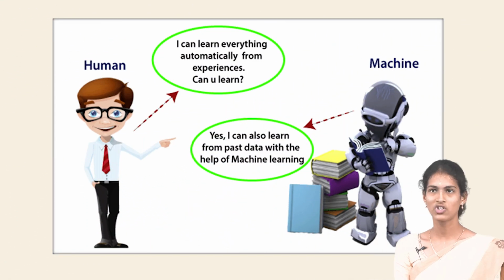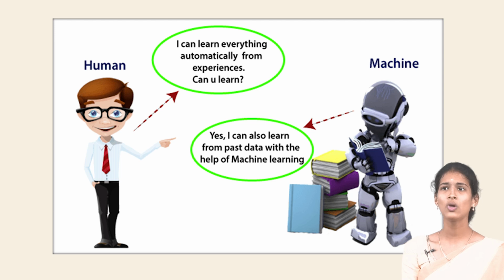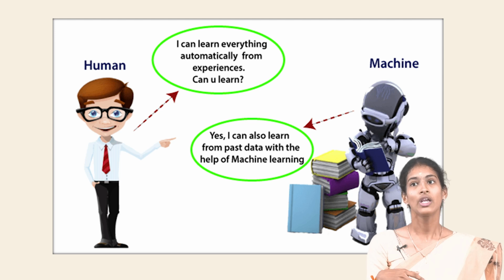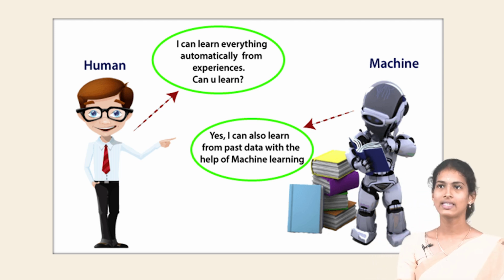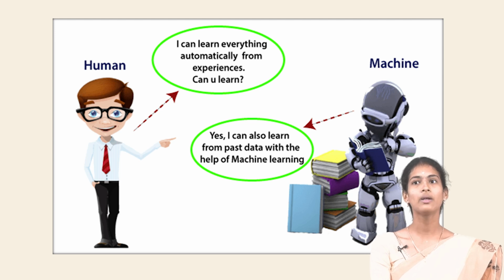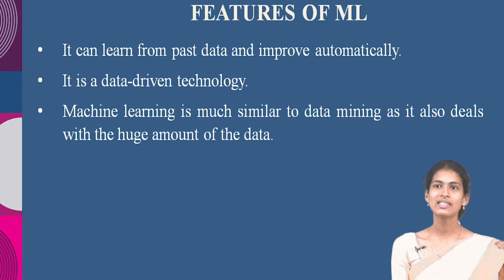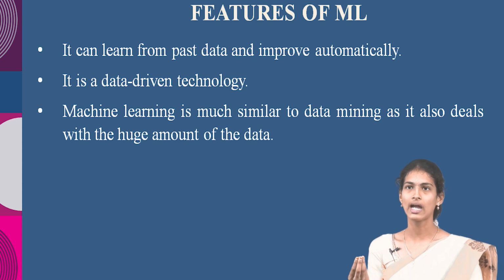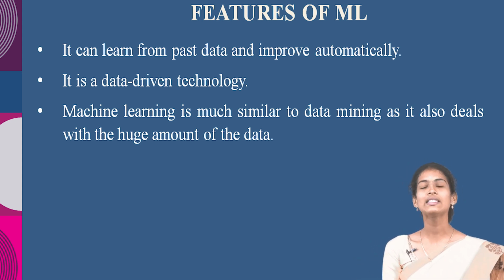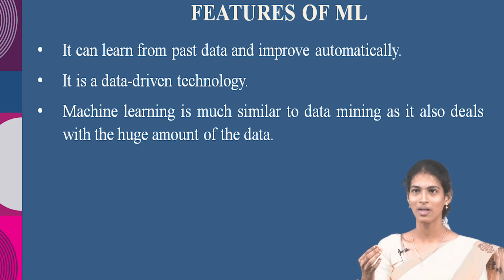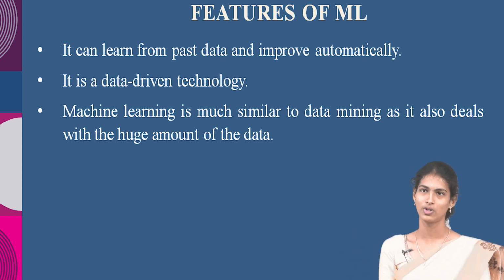Okay, see this picture. What is the interaction between human and machine? First, the human says, I can learn everything automatically from my experience. Can you learn? Yes, the machine says, I can also learn from my experiences, from past data. Next, we see features of machine learning. It can learn from past data and improve automatically. It is a data-driven technology. Machine learning is much similar to data mining. It also deals with a large amount of data.